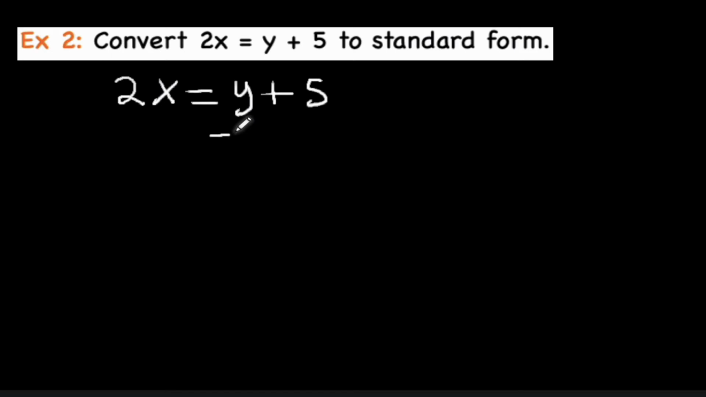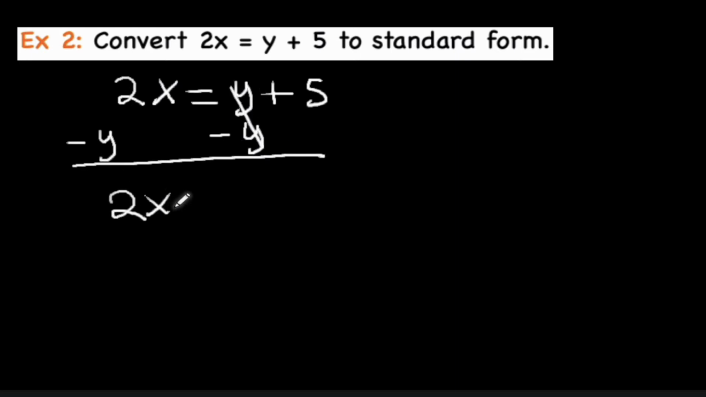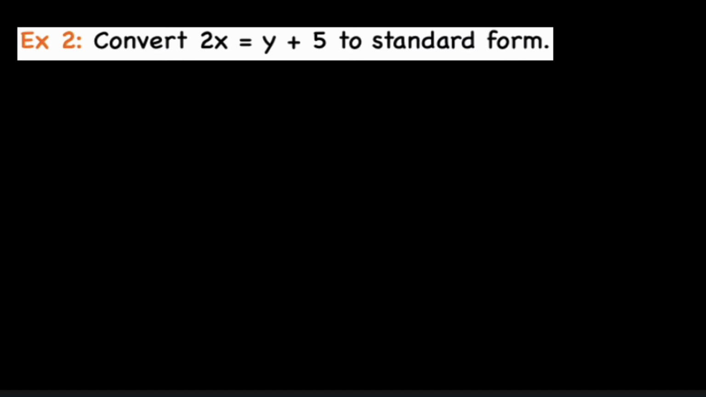So we'll start by subtracting y from both sides. 2x minus y is equal to 5. So this is in the form ax plus by equals c, or in standard form. Let's go over example number 3.